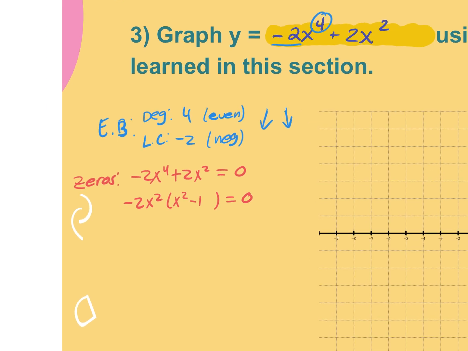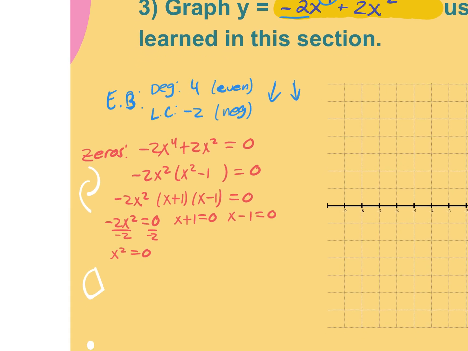All right, and we can keep factoring. So -2x squared can hang out out front, and x squared minus 1 is a difference of squares, so it becomes x plus 1 and x minus 1. Now we have -2x squared equals 0, x plus 1 equals 0, and x minus 1 equals 0. Over here, we can divide both sides by -2, and we get x squared equals 0. If we square root both sides, we get x equals 0, but this actually shows up twice.